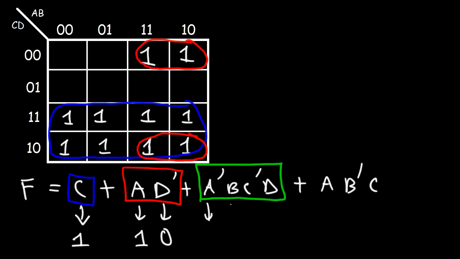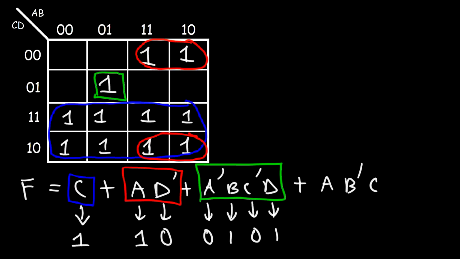Now let's move on to the next term, which has 4 variables. So we should only get 1 1 in the K-map. So for A prime, we're going to write 0. For B, 1. C prime, 0. D, 1. So when A is 0 and B is 1 here, C is 0 and D is 1 here. So we're just going to put a 1 in this region. And I'm going to highlight it in green.